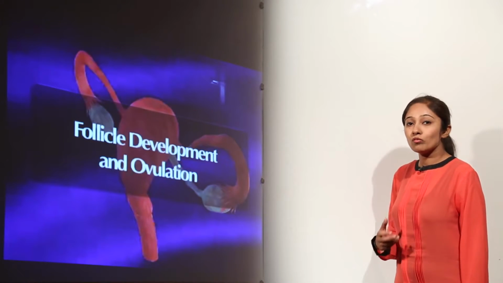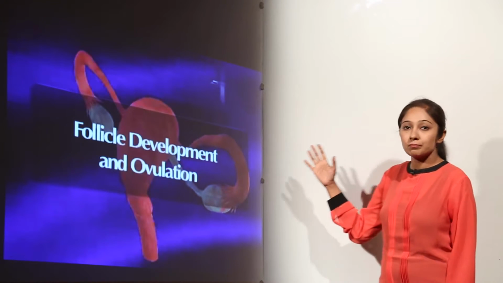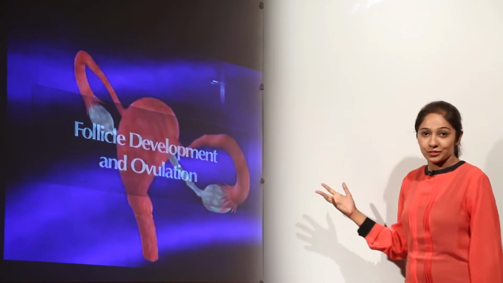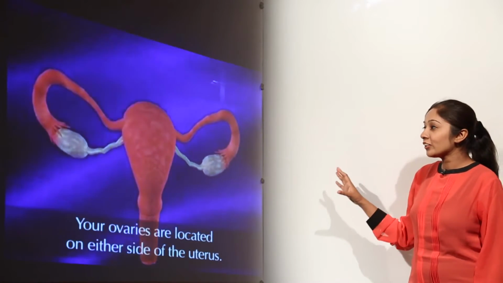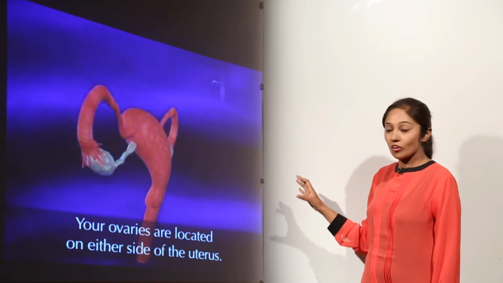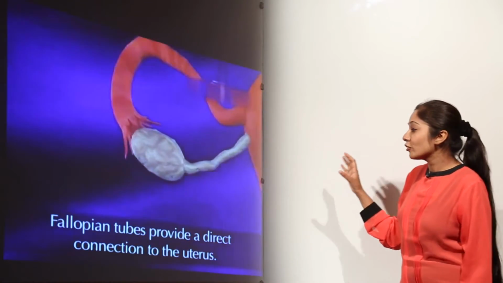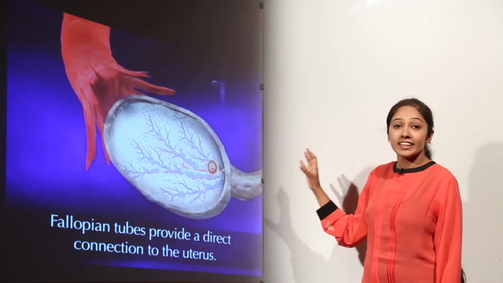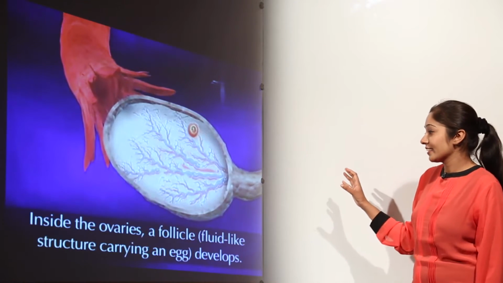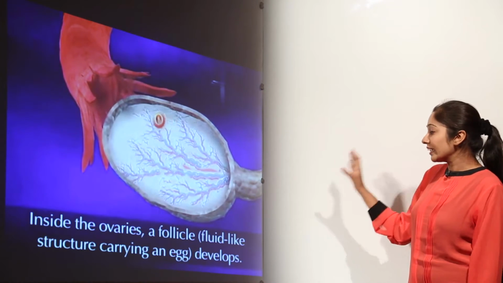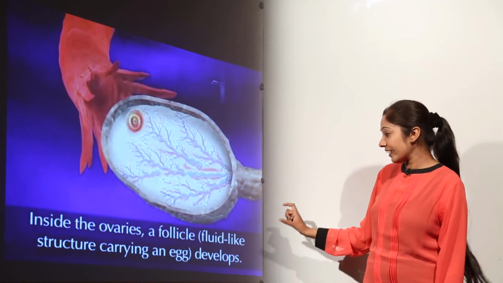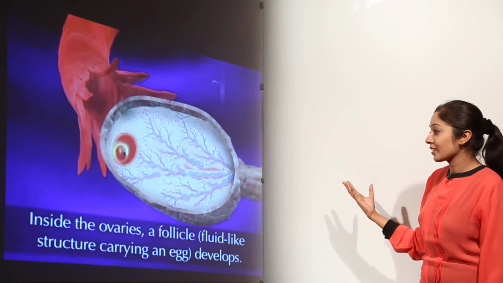Let us have an overview of follicle development and ovulation. As you all know, your ovaries are located on either side of the uterus, and fallopian tubes provide a direct connection to the uterus. Inside the ovaries, a fluid-like structure called a follicle, carrying an egg, develops.